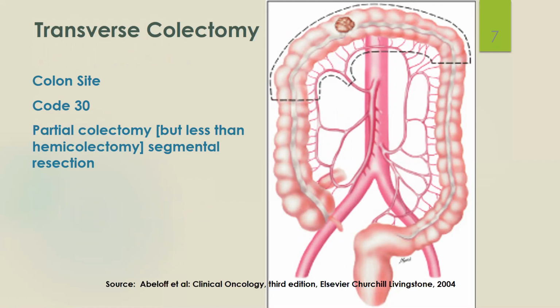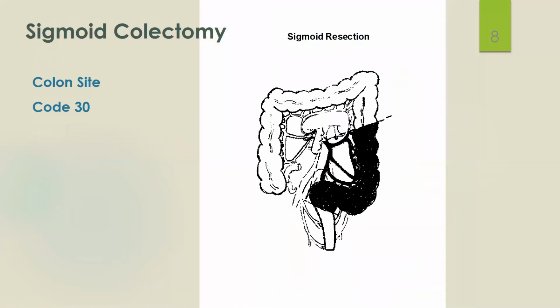Pictured on this slide is the removal of only a segment of the colon. So in this example, it's a transverse colectomy. And since the tumor is located here in the transverse segment, you can see they've only partially removed a segment of the colon. So that would be a code 30 in the colon site codes. Now here's a picture illustrating a code for a sigmoid colon resection. It will also be coded a 30 for a type of a partial colectomy of the colon.